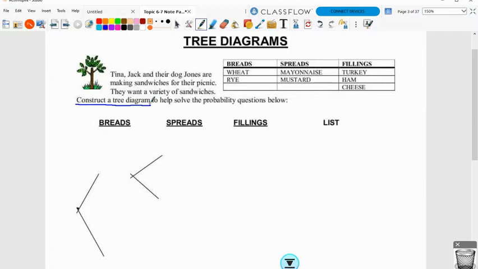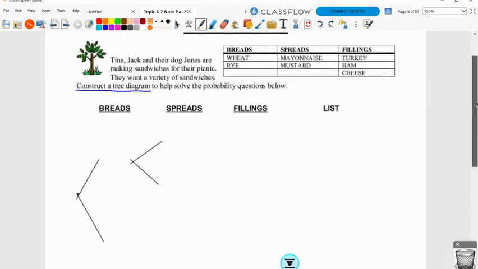We're going to say that a sandwich consists of one type of bread, one type of spread, and one filling. And so what we want to do is make a list of all the possible sandwiches that they would be able to make with those ingredients. So what we're going to do is create a tree diagram. And what we're going to do first is make our choice of breads.